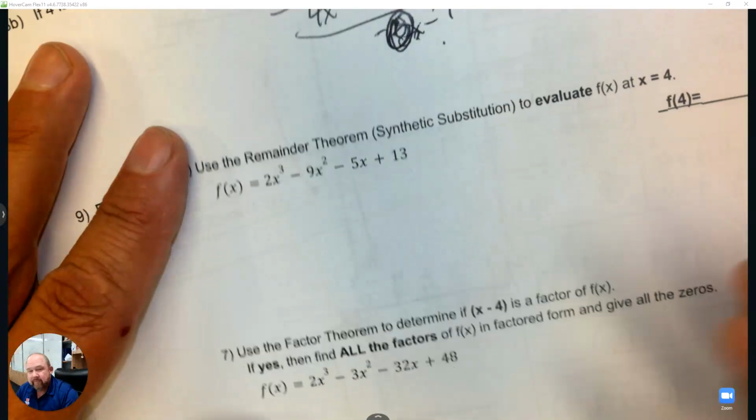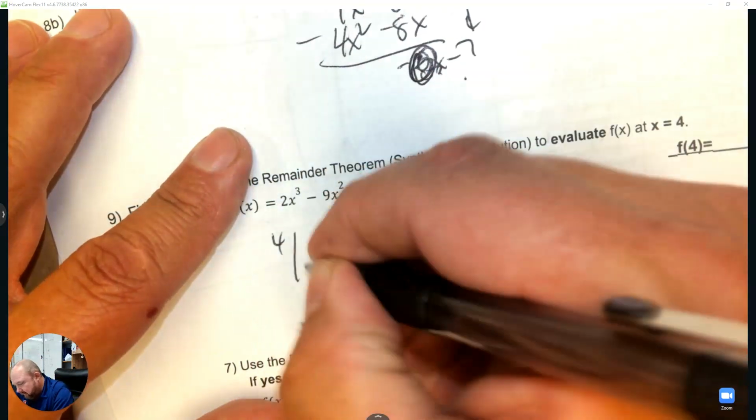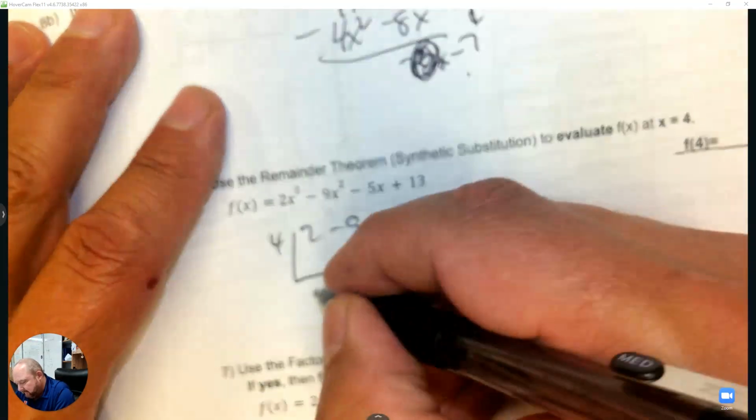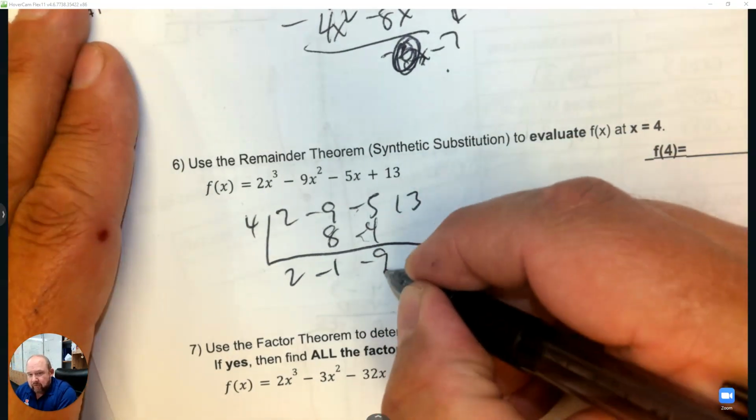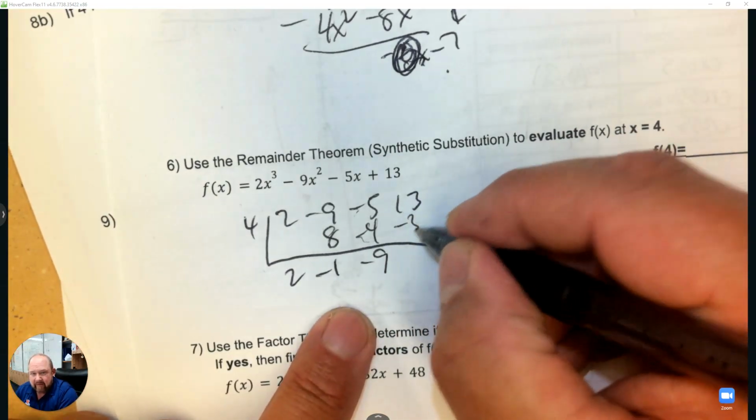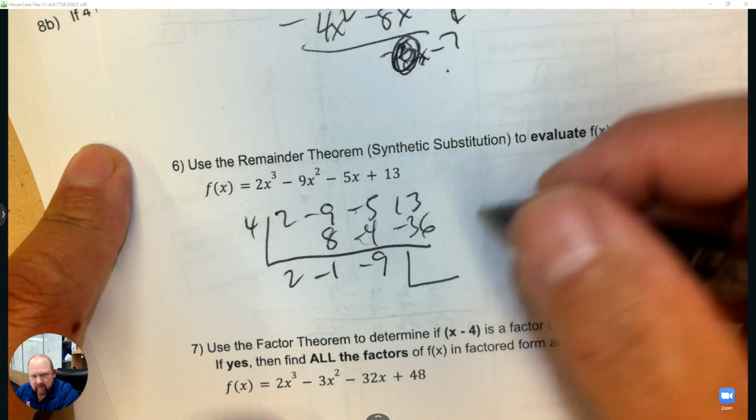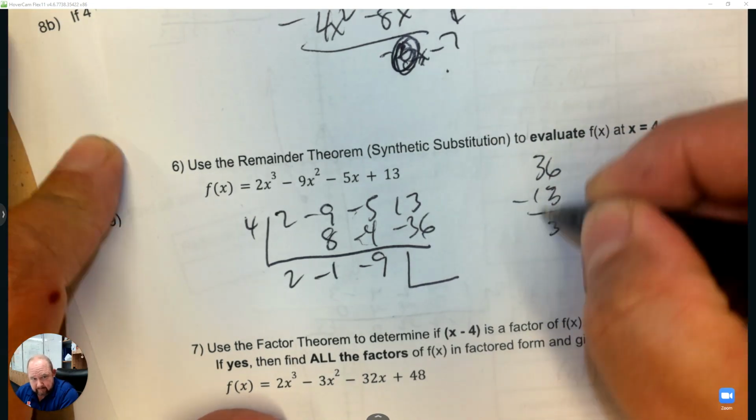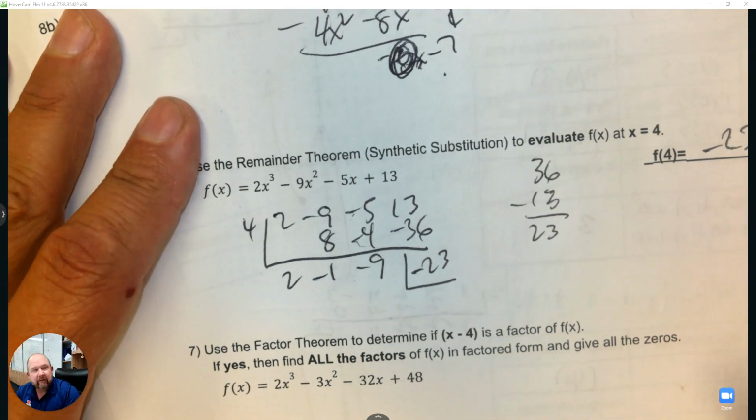All right, can you do synthetic substitution? We just did it for the graph, right? At 4. So can we do that substitution and evaluate this way? Again, you should do it first, right? And then see if you did it right. Just double checking. Make sure my brain can work here. That's negative 23. And you have your answer.